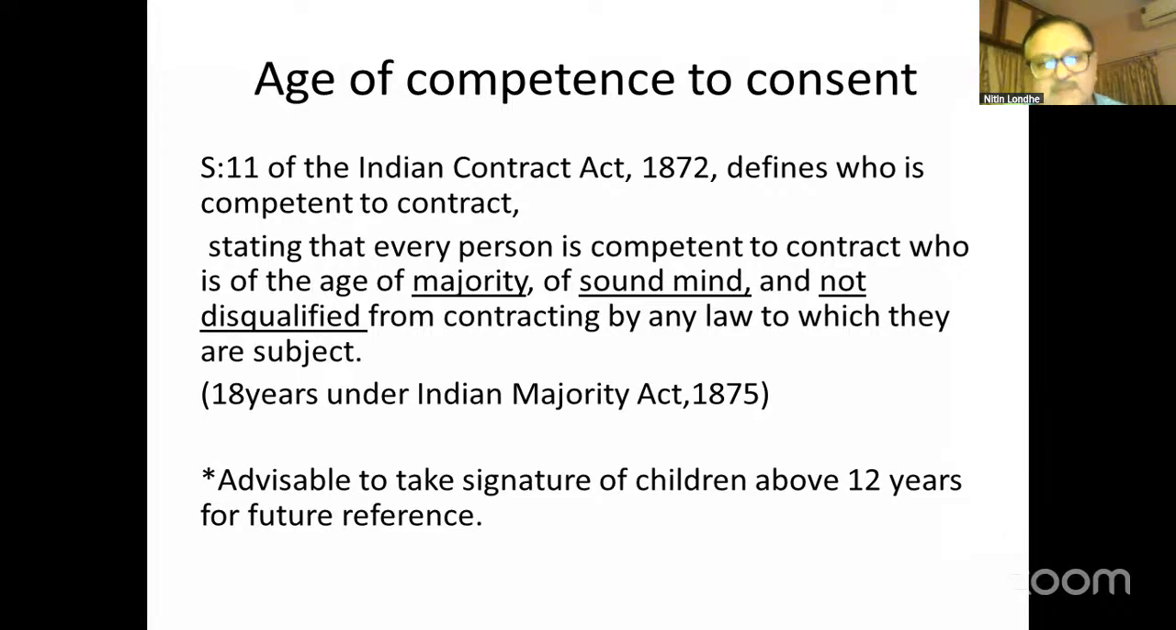Sound mind is self-explanatory, and what is meant by not disqualified by law is that if a person is a convict, then his consent has no meaning. If at all a convict is to be operated upon, then one has to seek consent from the judiciary for operation on that particular person. Also, if the age of majority is 18 years and we are going to operate on a person who's below 18 years, preferably if the person is 12 years and above, the consent of that person in addition to that of the parents should be taken.